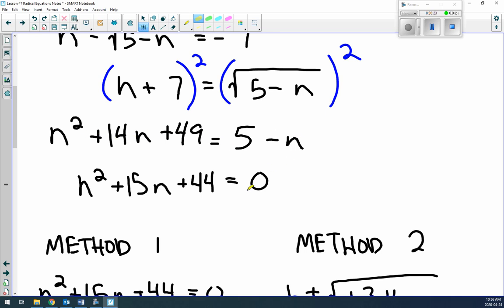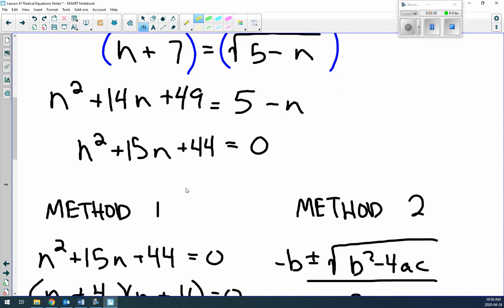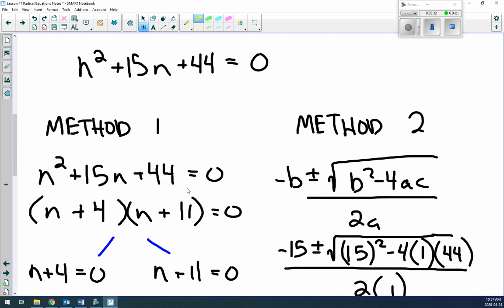Now, to do this, you set it all equal to 0. So we're going to bring the n over to this side and the 5 over to this side. And if you look, we have a trinomial. Now, how do you do this? Well, you try to see if it factors. Okay, so we take this, and this one actually works nicely.